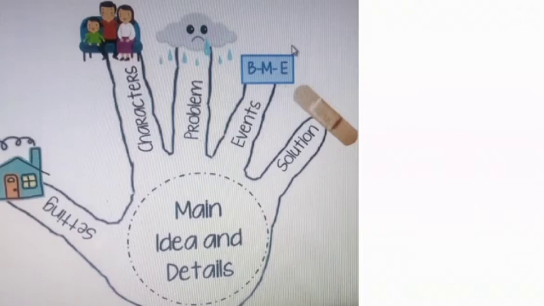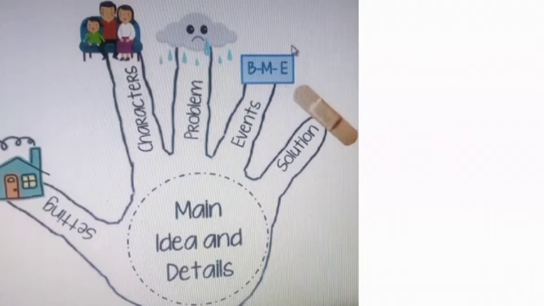So what is setting? Setting is the time and the place of the story. It simply shows where and when the story took place. The story may take place in a village, it may take place in a forest. So this is called the setting of the story.